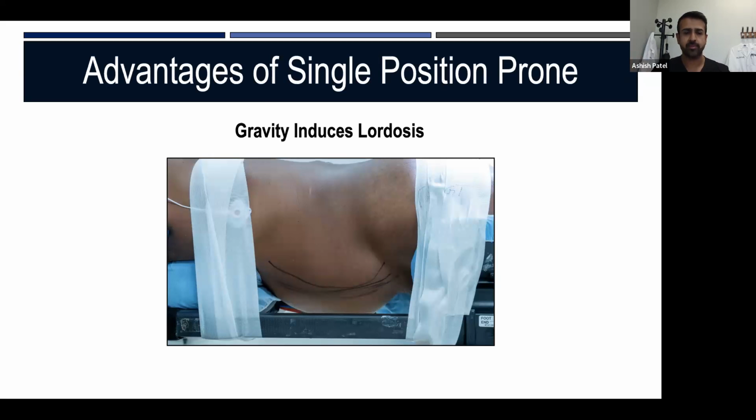There's some added benefits to the prone position. With hip extension and knee extension, you have gravity, which creates passive lordosis, especially through the segments at L4 through S1, where you need it.